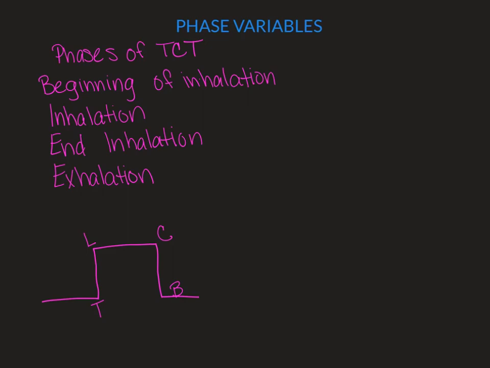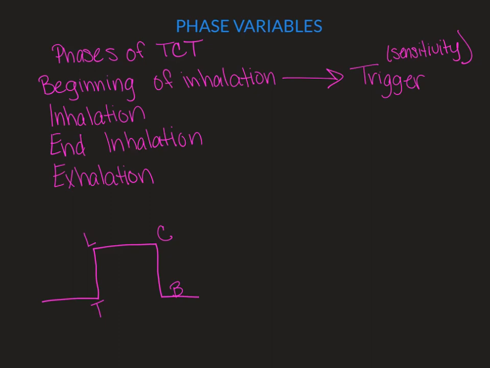So the beginning of inhalation is going to correlate with trigger. You are going to set a trigger, and that's also known as sensitivity. On the IPPB, you're going to set a pressure sensitivity. And remember, the closer to zero that number is, the easier it's going to be for the patient to trigger a breath.